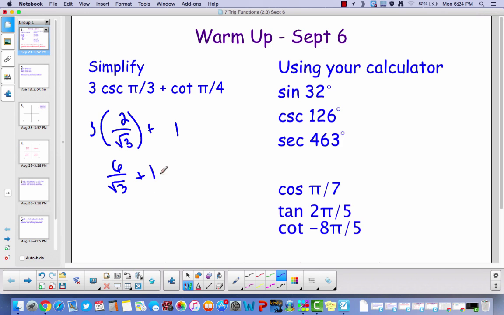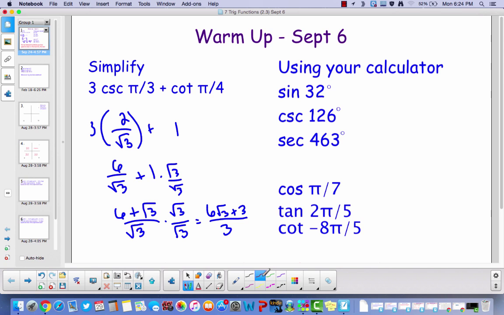But if we wanted to have a common denominator, we could multiply this by the square root of 3 over the square root of 3. And that would give us 6 plus the square root of 3 all over the square root of 3. Then if we wanted to rationalize, distribute that through, we get 6 square roots of 3 plus 3 all over 3. Now, when you put these in your calculator, make sure that if you are talking about degrees, your calculator is in degrees, and if you are talking about radians, your calculator is in radians.